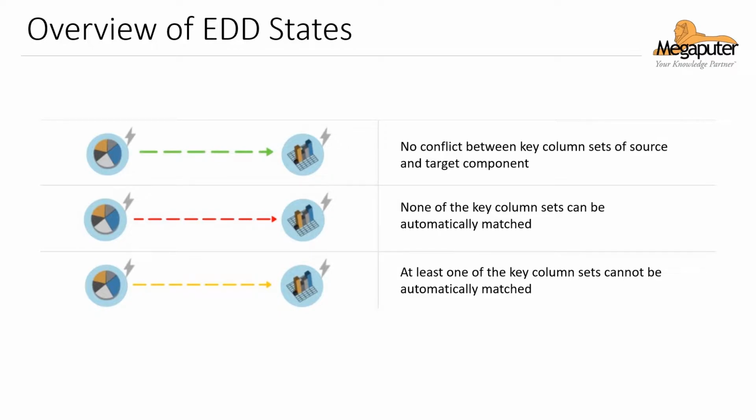Finally, when we see a yellow colored connection display, this means that at least one of the key column sets cannot automatically be matched. Thus, some aspects of EDD would work while others would not, unless we attempt to reconfigure that connection.